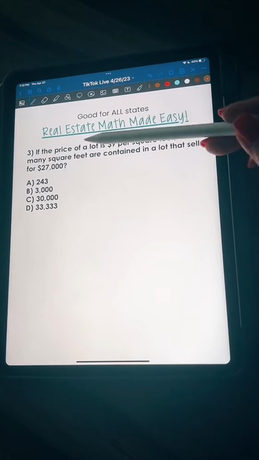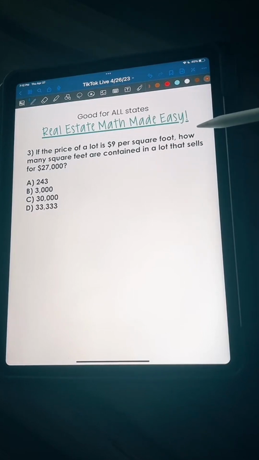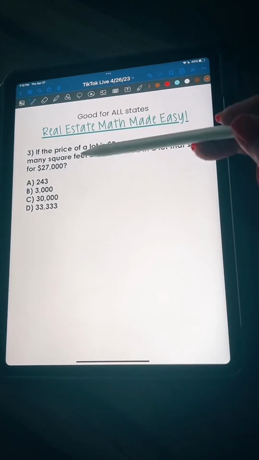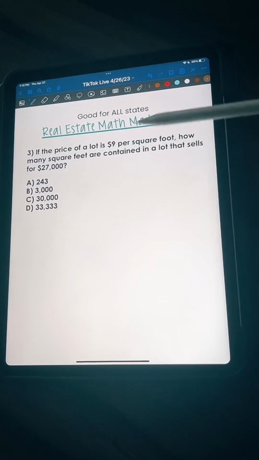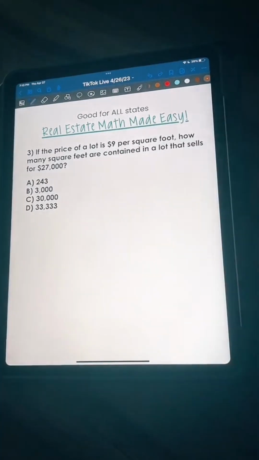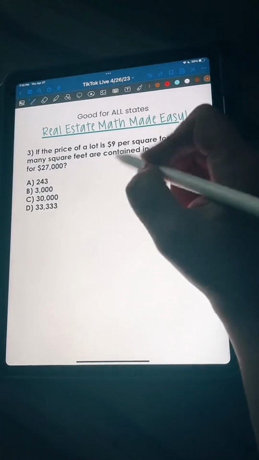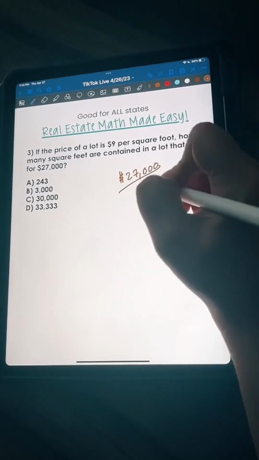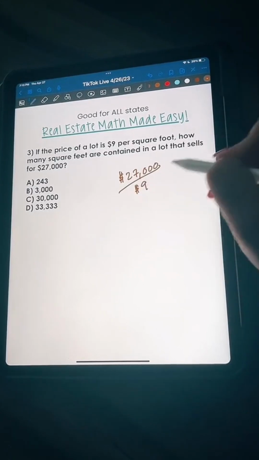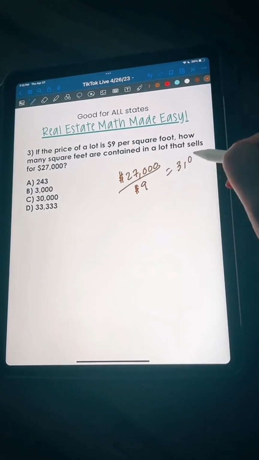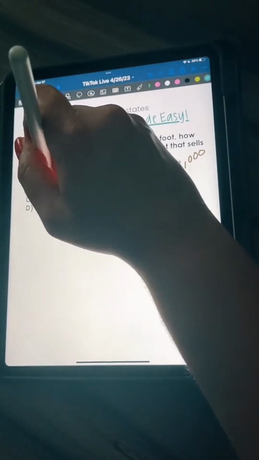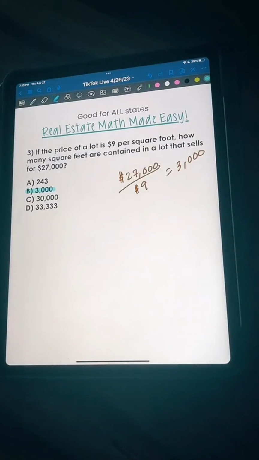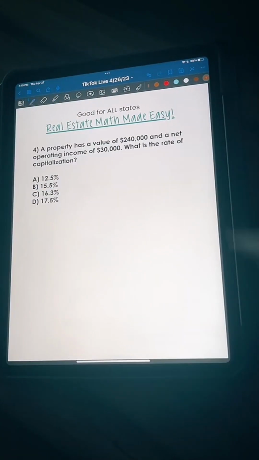All right, so it says here, if the price of a lot is $9 per square foot, how many square feet are contained in a lot that sells for $27,000? All right, so all we have to do here is just divide. Okay, so we're just going to divide 27,000 by $9. And we're going to get 3,000. So you guys were right. Good job. See? Super easy.